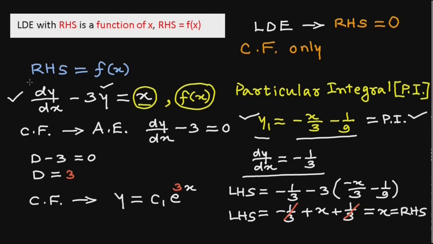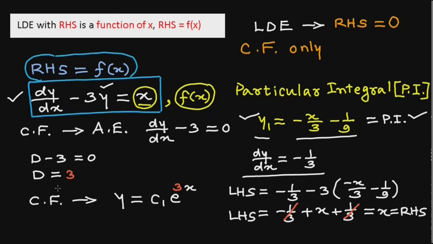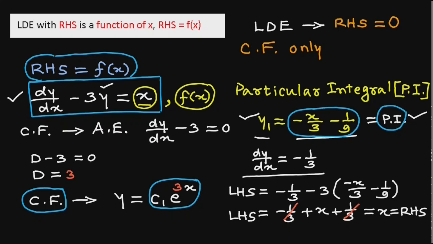So the solution of this linear differential equation whose right hand side is a function of x is not only the complementary function c1 e raised to 3x but also the particular integral minus x upon 3 minus 1 upon 9. So its complete solution will be a combination of complementary function and particular integral. So the complete solution is y equals c1 e raised to 3x minus x upon 3 minus 1 upon 9.